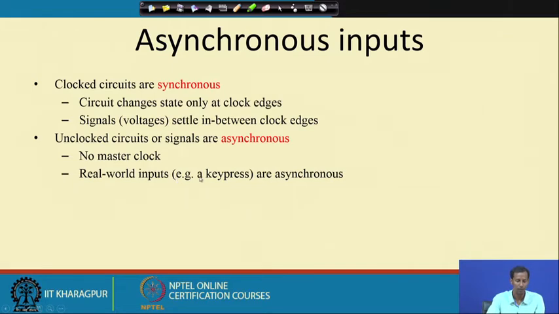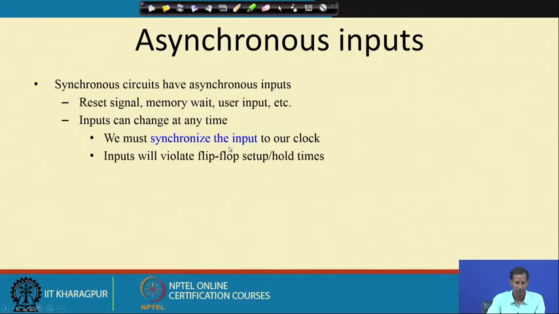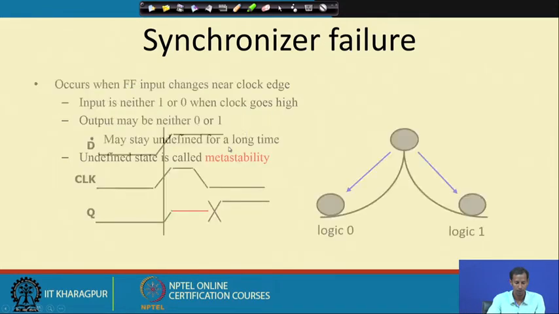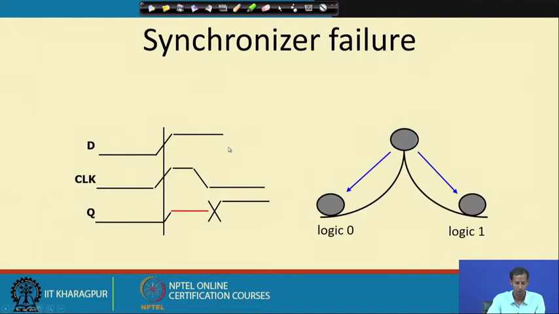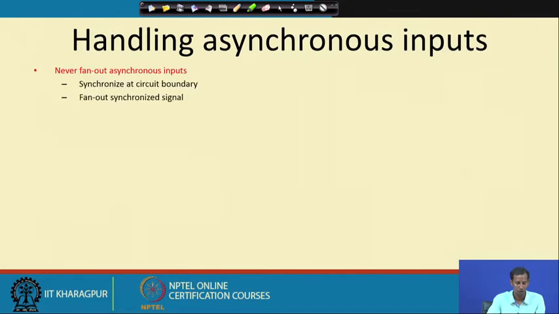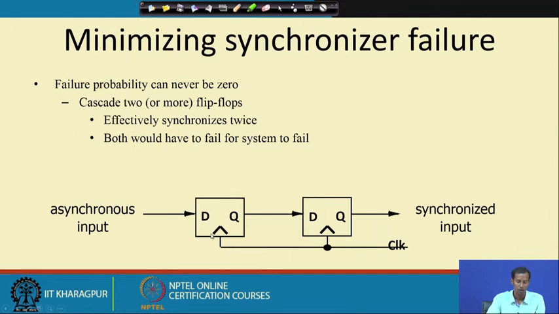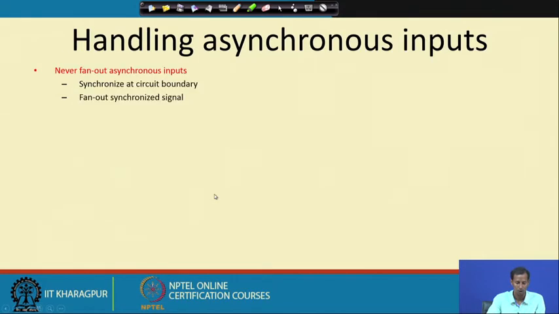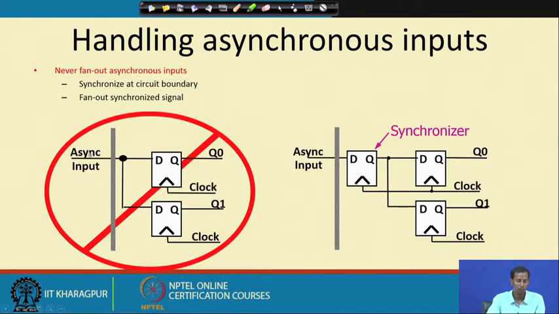Okay. So, what is that? If we take an example, it will be much more visible to you. So, a synchronous circuit means what? The circuit changes states only at the clock edge. Okay, we will take an example of this. So, suppose I have one asynchronous circuit, something like this.